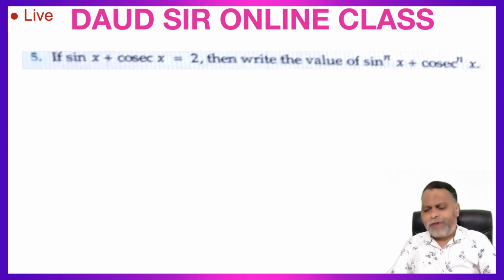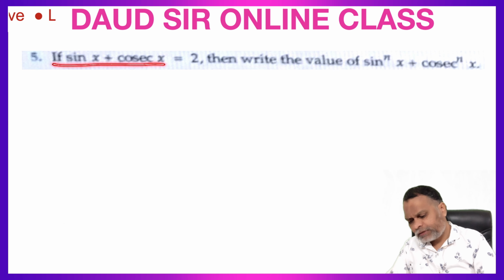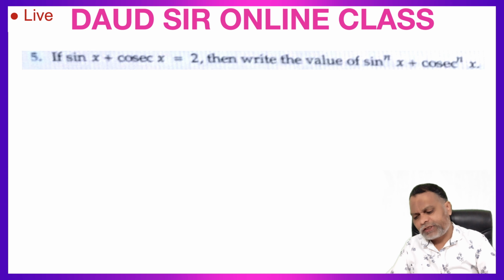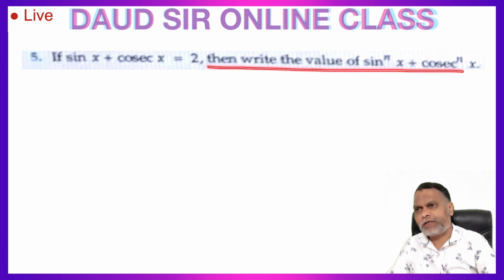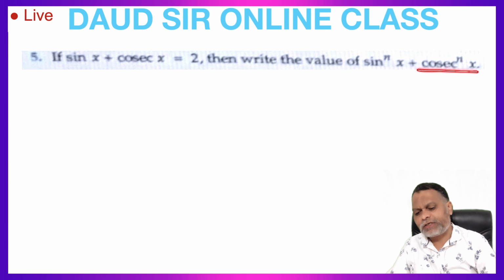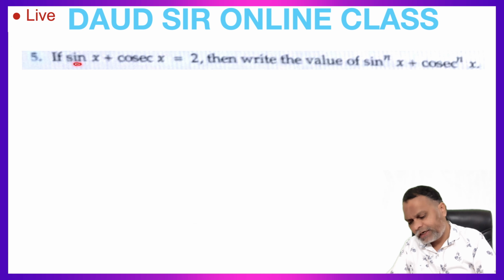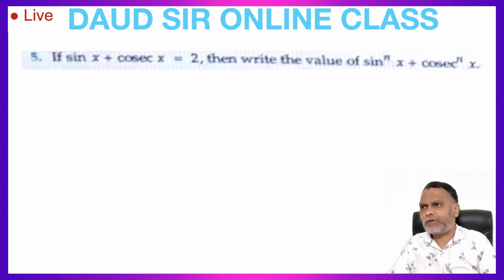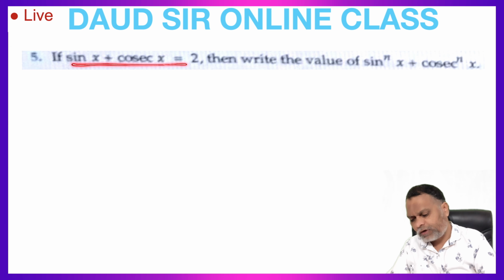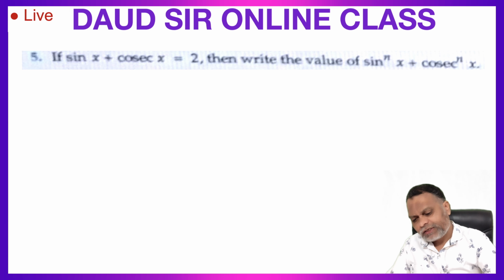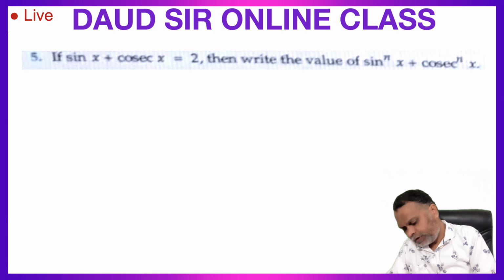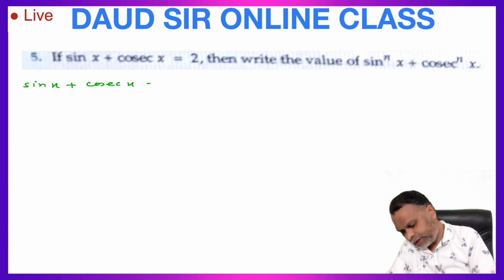Question number 5. If sin x plus cosec x is equal to 2, it is given, then write the value of sin raised to the power nx plus cosec raised to the power nx. So this condition is given, sin x plus cosec x is equal to 2. First solve this, then we can substitute the value here.